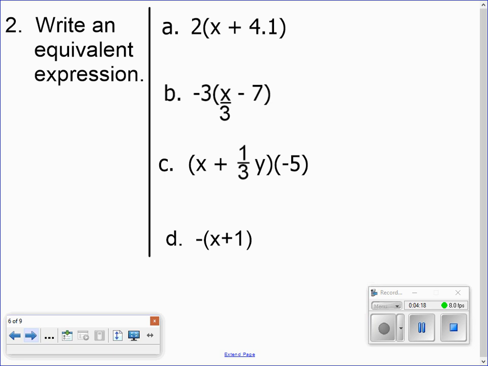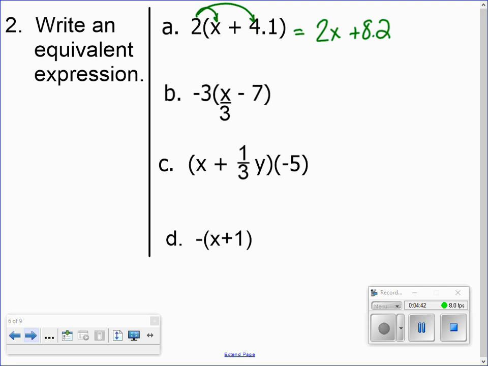Alright, here we have expressions because we have variables in here, so you won't have a single numerical answer, but what you'll end up with is an equivalent expression. So let's write the equivalent expression. Remember that you're multiplying each term on the inside by the term that is on the outside. So you'll have 2 times x, which is 2x. 2 times 4.1, which is 8.2.